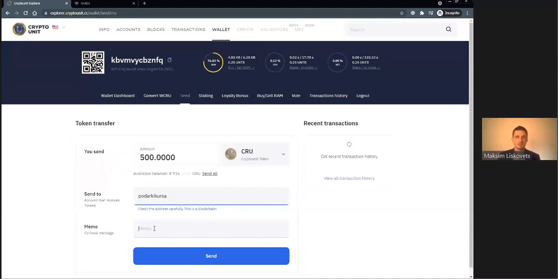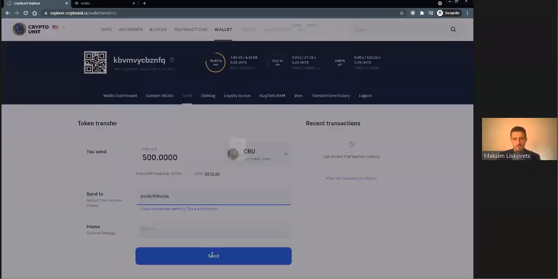In the memo field, for example, if you transfer tokens within the system inside the Cryptounit blockchain, then you don't have to specify anything in this box. It can be just a memo, what it says. It's the information, kind of a reminder for you why you moved those tokens. So we don't put in anything and click the button send.